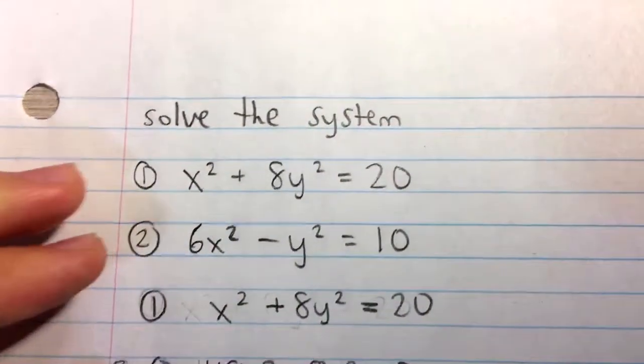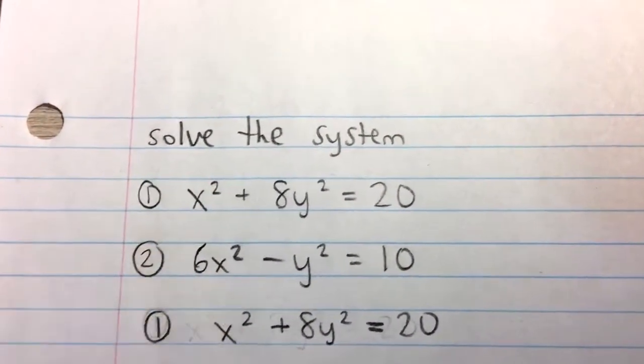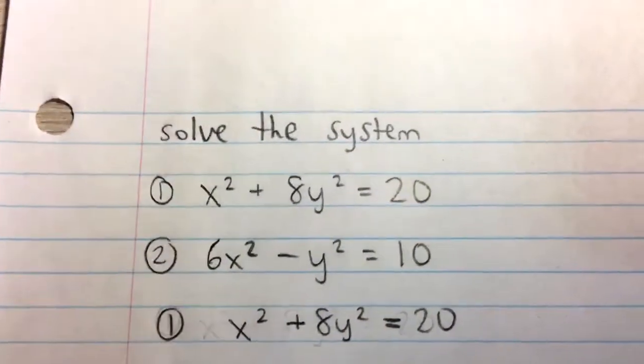Solve the system of equations. Here are our two equations. To solve systems, there are two ways we can do it: substitution and elimination.